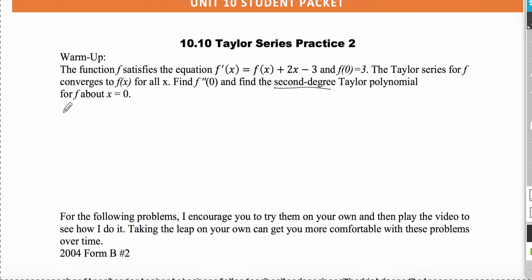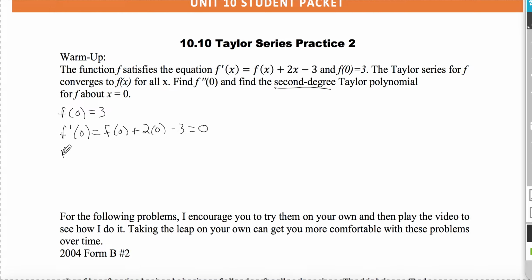So I know in the end I want my second degree Taylor polynomial, so I know f of 0, I will need that, is 3. F prime of 0 is going to get interesting here. F prime of 0, I'll use my formula up here. F prime of 0 is going to be equal to f of 0, because that's what my formula here says. F of 0 plus 2 times 0 minus 3. Okay. F of 0 is 3. Plus 0 minus 3. This actually gives us 0 here.